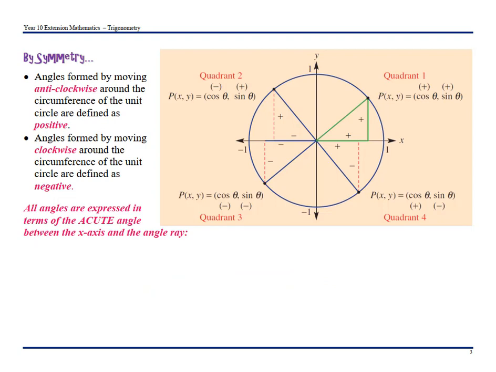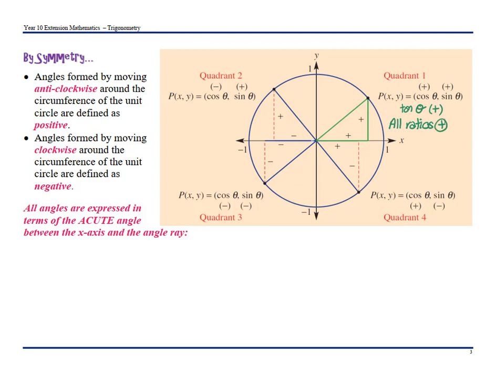So as you can see here, in my first quadrant, cos is positive, sine is positive, right? And you can see that with the triangle. Positive, positive: cos is positive, sine is positive. So that means my tan theta is also positive. Okay, so all ratios are positive in my first quadrant.